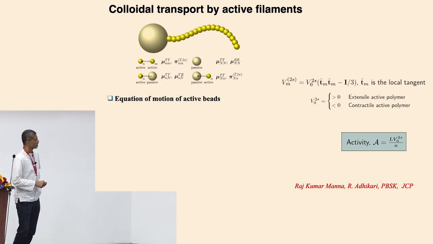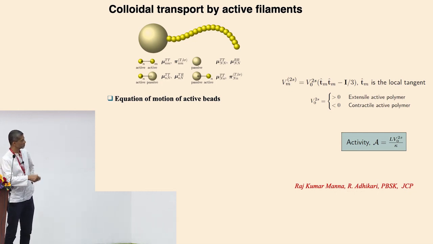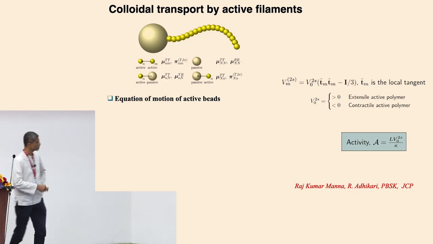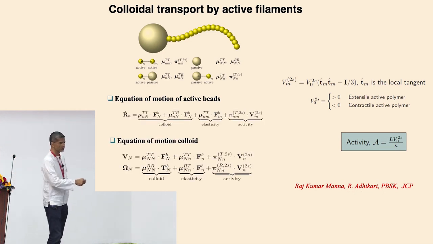There's a slightly different formalism here, but it is almost the same thing, in the sense that now the activity is modeled by a slip velocity on the surface of all of these beads. All these yellow beads are active, and this is a passive bead. The activity is defined in terms of the slip velocity which we put in. Apart from that, it is very similar.